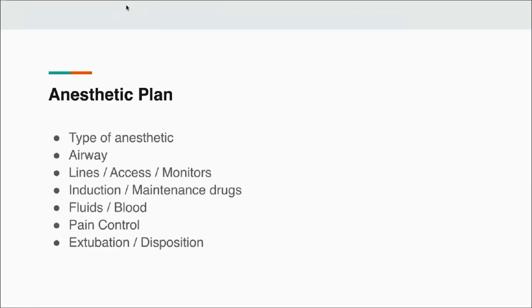Next, we're going to go on to talk about the anesthetic plan and some of the things that we think about in our heads prior to going through with an anesthetic. So you'll see here type of anesthetic, choice of airway, choice of lines, access, and monitors, the process of induction, and the maintenance drugs we'll use for anesthesia, our choice in amounts of fluid and blood products, what we'll do for pain control, and at the end of the case, how we'll decide on extubation and the patient's disposition afterwards.